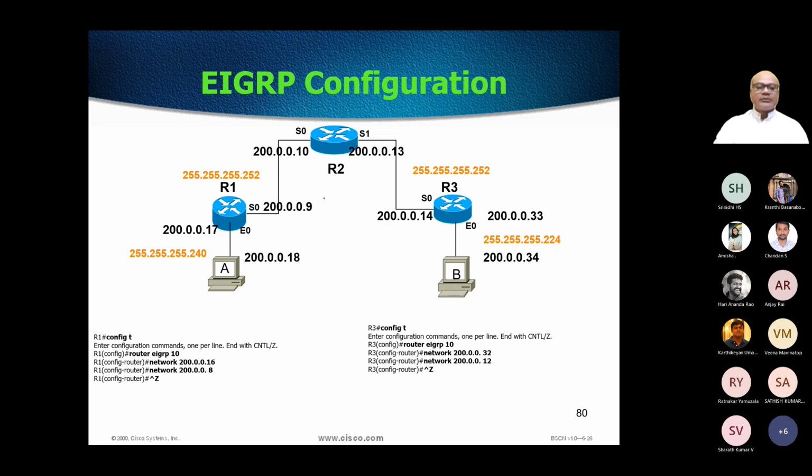The configuration, guys. So EIGRP, how do we configure? We can see EIGRP 10 he has given, and the network he has advertised, the 200 network and these networks. Same thing here, EIGRP 10, so he has advertised his networks. So the configuration is very simple, same thing like RIP yesterday. How did you configure?